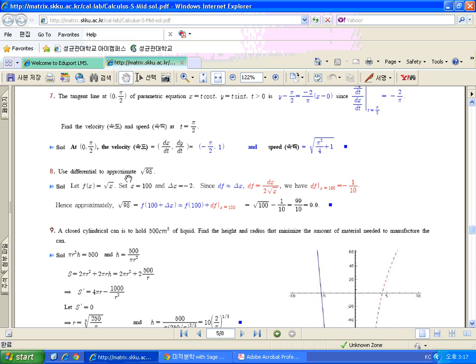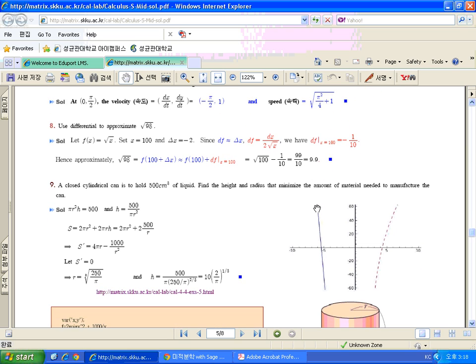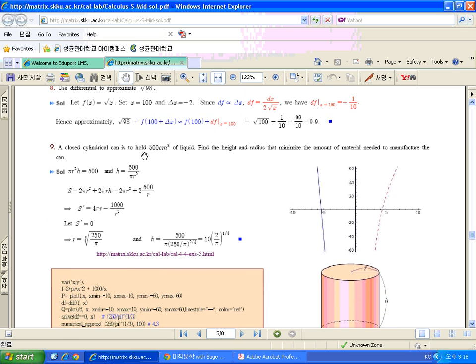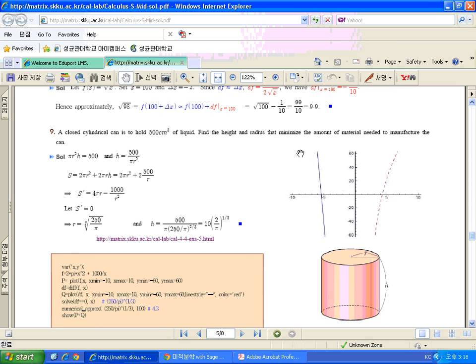And use the derivatives, use the differential to find the approximation of the square root of 98. Since the square root of 98 can be written as f of 100 plus delta x, which can be approximated by f of 100 plus df at x equal to 100, which is this by the differential. So it's 9.9.